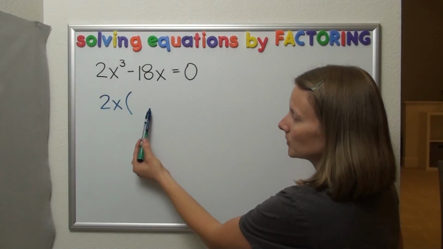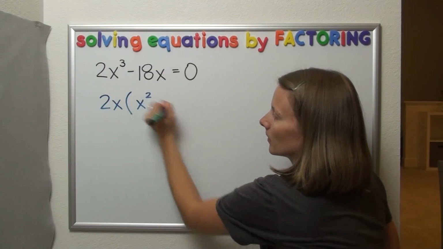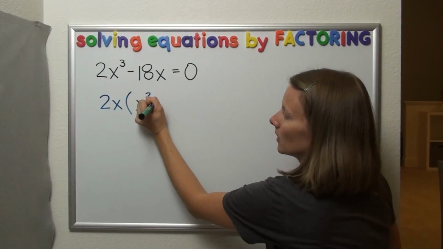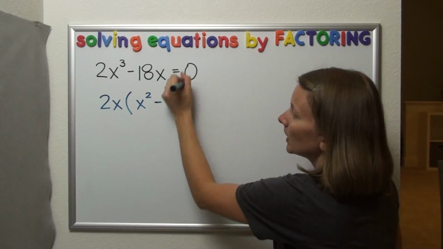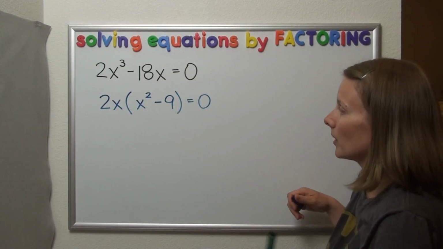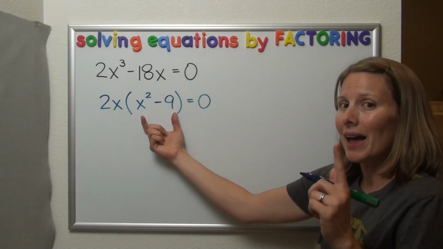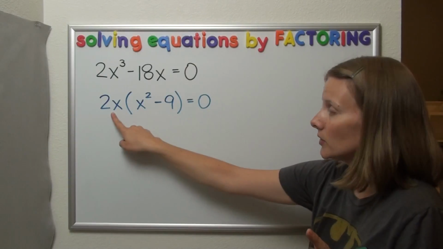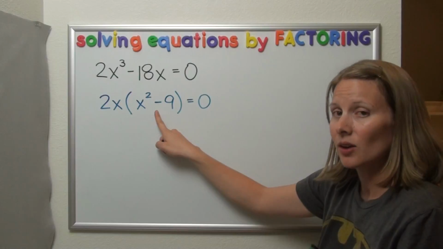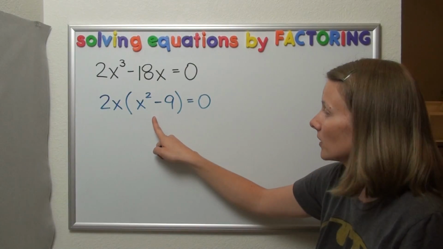So 2x times what is 2x cubed? We should get x squared. And 2x times what is negative 18x? And we should get minus 9. It's still an equation set equal to 0. So again, keep it an equation all the way through. We have factored, it says something times something, but have we factored all the way? The 2x was a GCF, we can leave that alone. But this x squared minus 9, we can go further with. This is a difference of squares. We know those can factor.